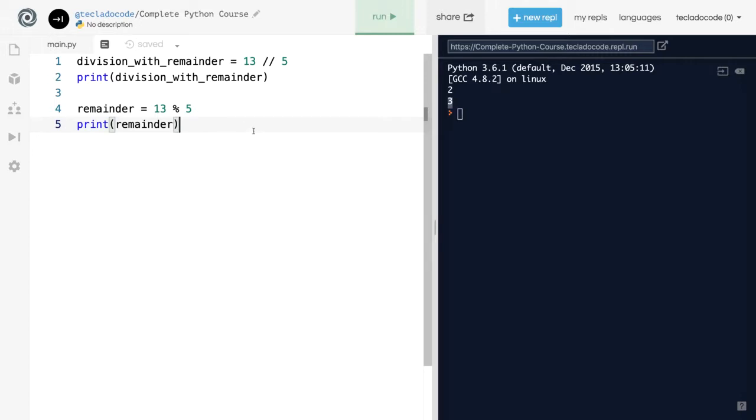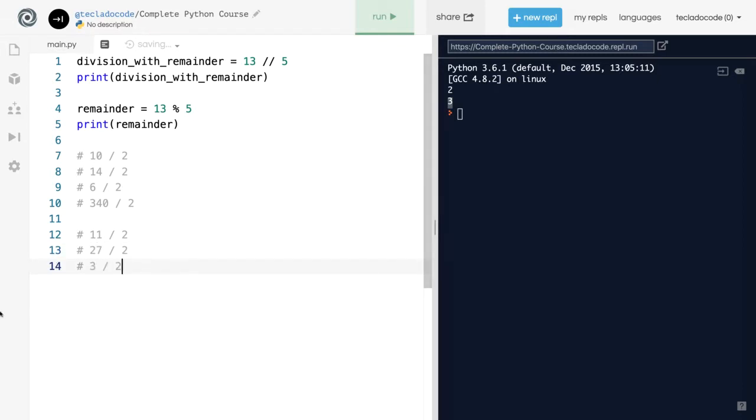So why is getting the remainder so popular? Why is it useful? Why does Python have its own operator just for that? Look at these numbers and you'll spot a pattern, probably. What is the remainder of 10 divided by 2, or 14 divided by 2, or 6 divided by 2, or 340 divided by 2? The remainder in all of these is 0, because they are even numbers divided by 2. Similarly, if you have something like 11 divided by 2, or 27 divided by 2, or 3 divided by 2, the remainder in all of these cases is always 1.